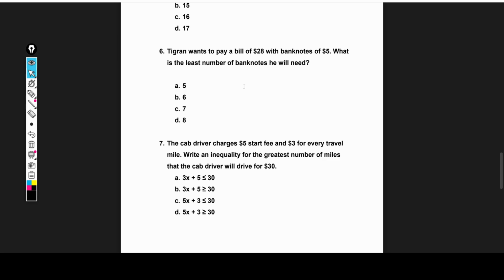Alright, the next problem, we have Tigran, sorry, I don't know how to pronounce that, wants to pay a bill of $28 with banknotes of $5. So what is the least number of banknotes he will need? Once again, we can divide using long division. And we end up with 5 with a remainder of 3.